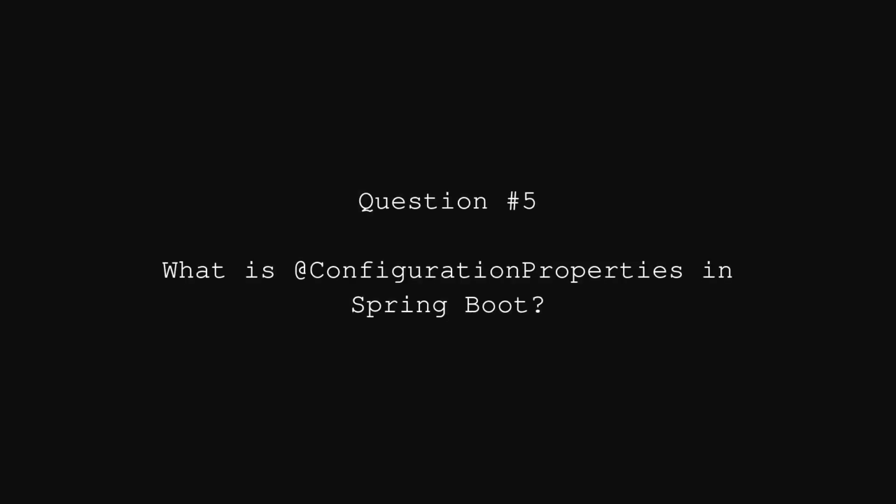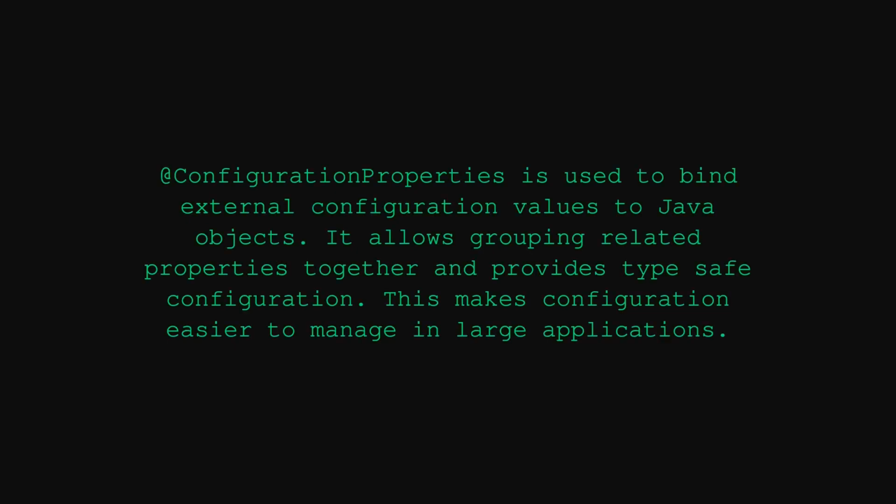Spring Boot interview question. What is the ConfigurationProperties annotation in Spring Boot? The ConfigurationProperties annotation is used to bind external configuration values to Java objects. It allows grouping related properties together and provides type-safe configuration. This makes configuration easier to manage in large applications.